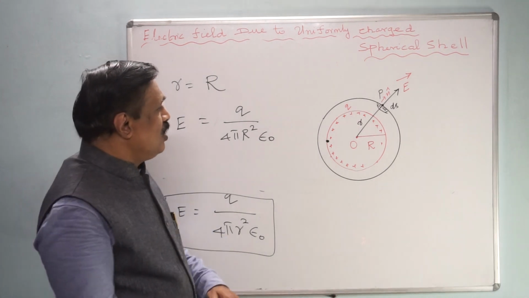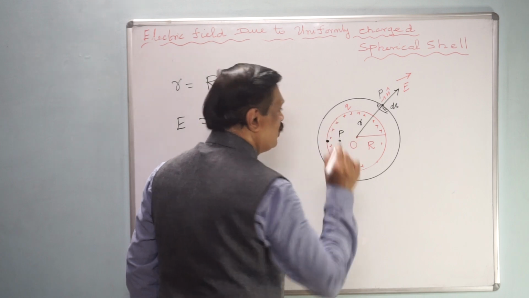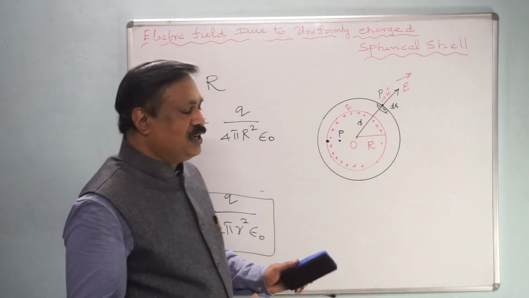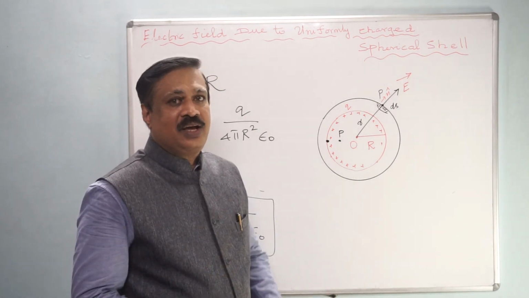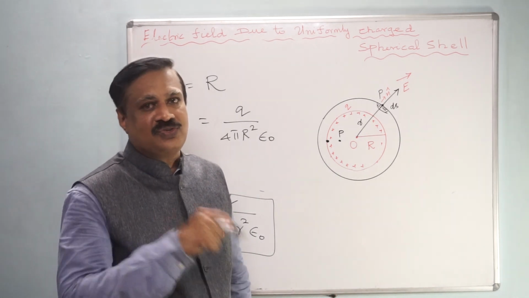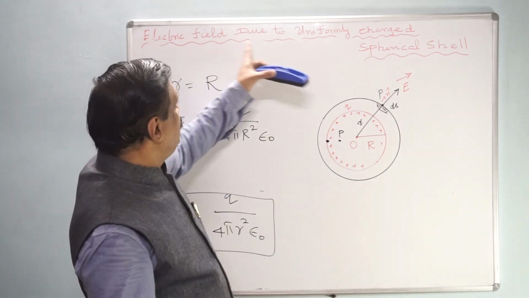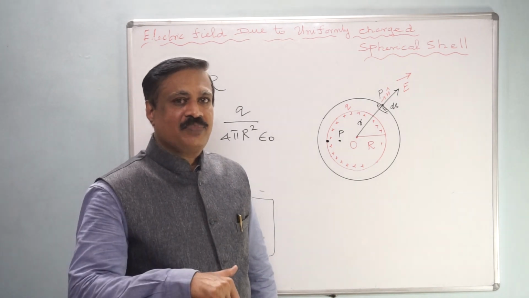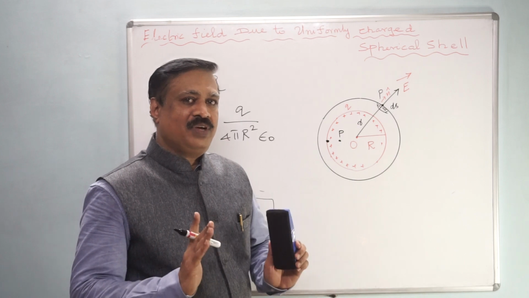And next one, if the point is inside the spherical shell, you know electric field is radially outward, and inside the spherical shell electric field is 0. Therefore electric field inside the shell is 0. That means three cases we have seen for the electric field due to a uniformly charged spherical shell. Inside the shell, electric field is 0, because electric field is always radially outward.